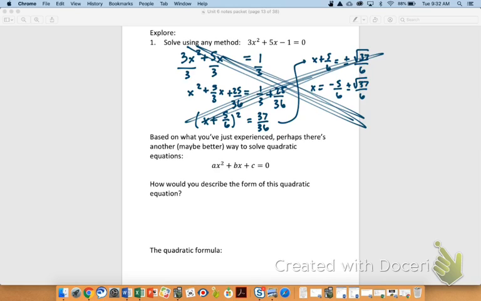So what are some things we could get from this? I've got ax squared plus bx plus c equals 0. What are some key characteristics? What do you see with this ax squared plus bx plus c equals 0? This goes back to some of those polynomial properties we looked at back in Unit 4. What are the degrees doing? I'll point out the degrees to you.